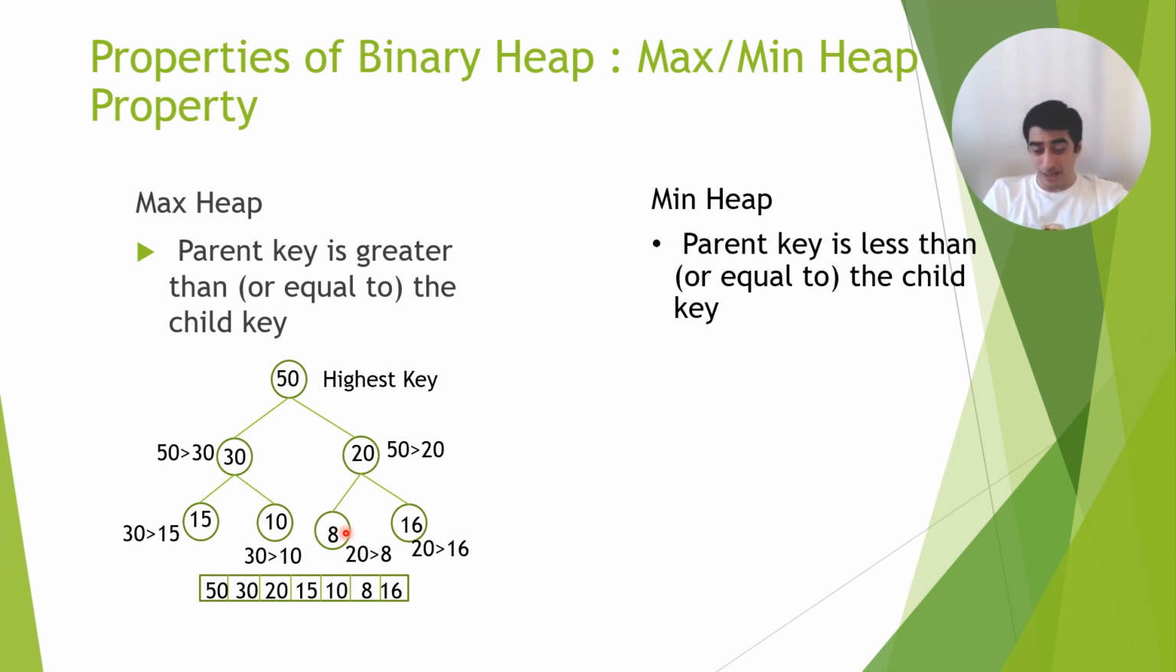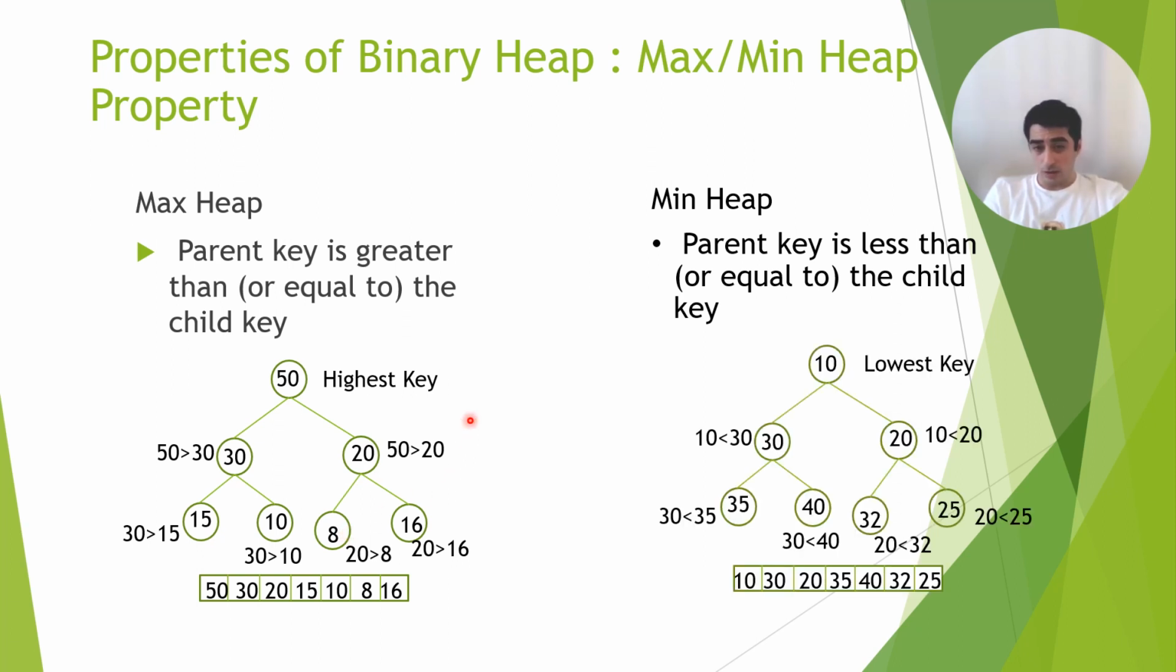The min heap property is the opposite. The parent should have less value compared to both children. So, for example, 10 here is the lowest key, so that should be on the root. Then 30 and 20 are the children of 10, which are both greater than 10. Here I have 35 and 40 as the children of 30, which are greater than 30, which is correct.